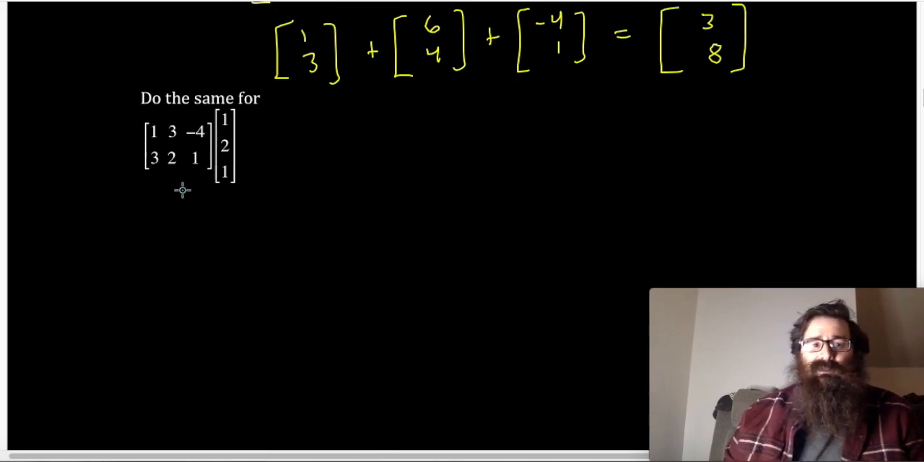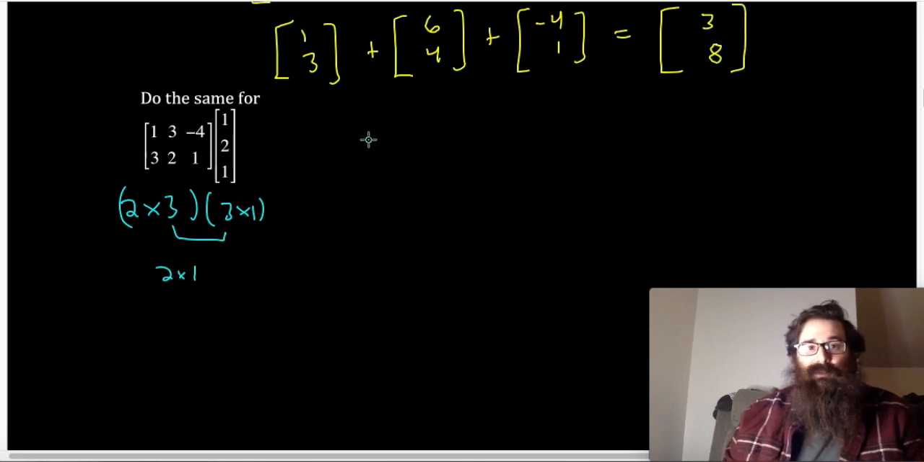Again, I think it's good to start by talking about the sizes here. This has 2 rows and 3 columns, so it's a 2 by 3. And I'm multiplying to this a vector with 3 rows and just 1 column, so 3 by 1. So the result, since the 3 matches up in the middle, is going to be a 2 by 1. And now I get an idea how it's going to look. There's going to be 2 entries, and it's just going to be a vector.